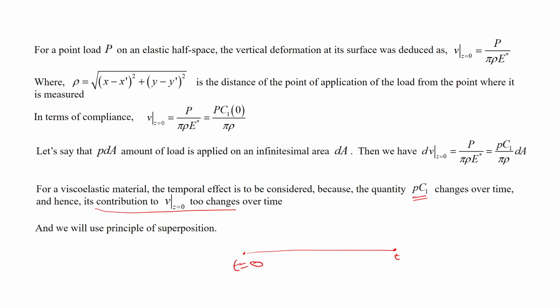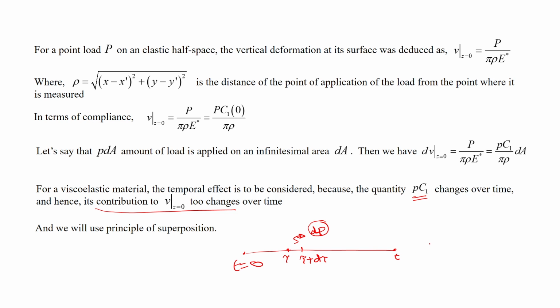Now how can you do that? Let us consider a time tau, and another time tau plus d tau. Within this time, the pressure varies from P to P plus dP. So the pressure that acts in this interval is actually dP, and the time effect of compliance has to be considered.